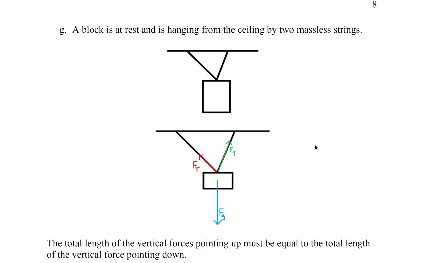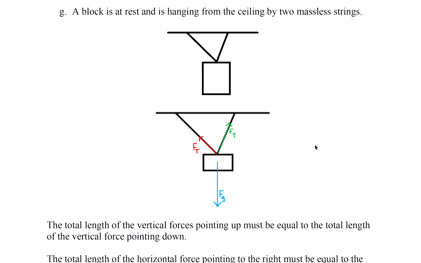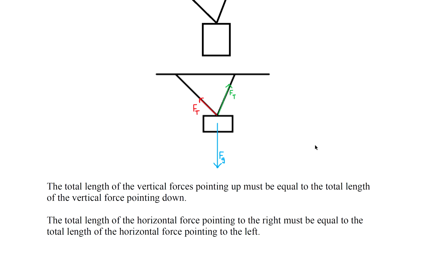Question 8. A block is at rest and is hanging from the ceiling by two massless strings. So we've got two forces of tension. We've got one force of gravity. Remember, force of tension is from the string. Force of gravity is from the middle. So the total length of the vertical forces pointing up must be equal to the total length of the vertical force pointing down. And the total length of the horizontal force pointing to the right must be equal to the total length of the horizontal force pointing to the left.